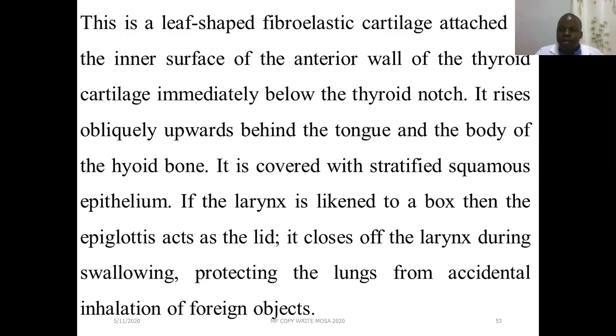So we know that the lungs function as respiratory organs, and anything that goes into the lungs apart from air is described as foreign material. This is the reason why, when you are swallowing, the larynx has to close the opening so that no food can go to the trachea, so that we prevent choking.